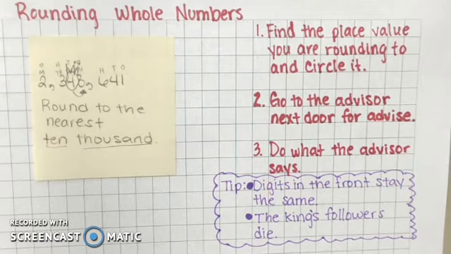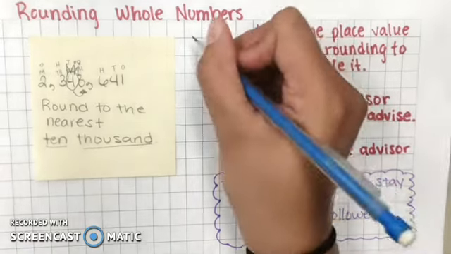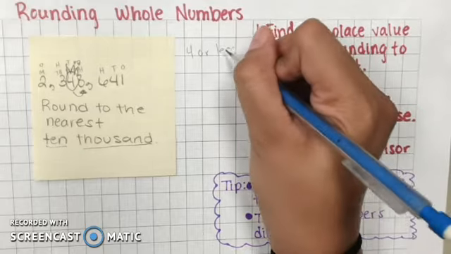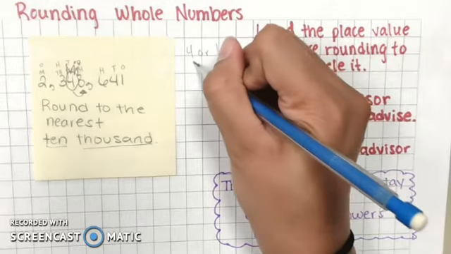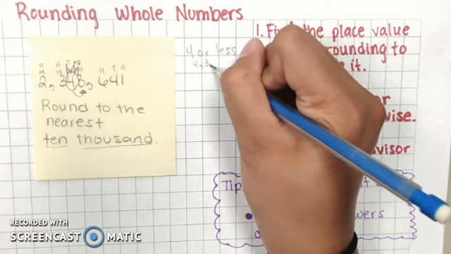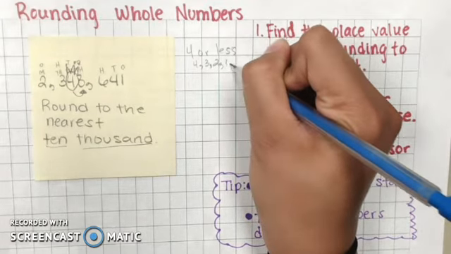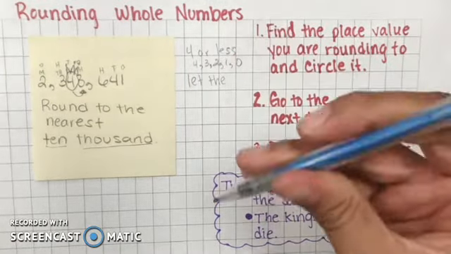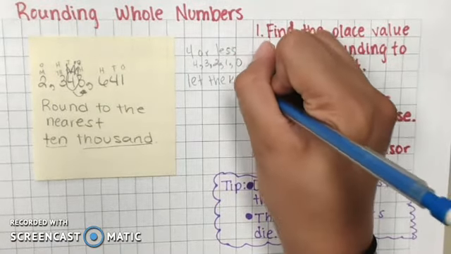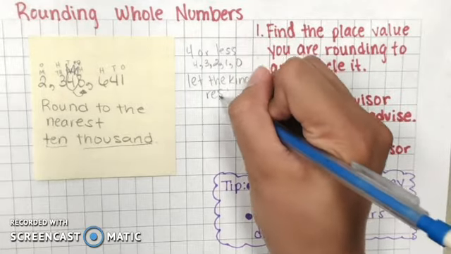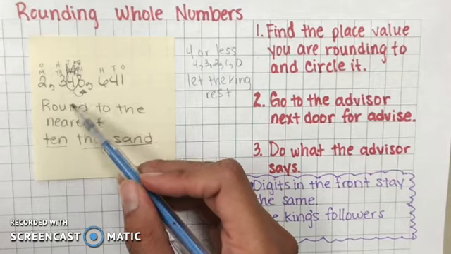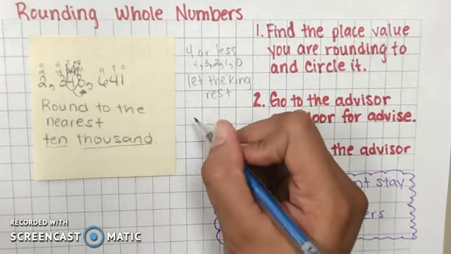The advisor always says, depends who your advisor is, because they say different things. If your advisor is a 4 or less, that includes the digits 4, 3, 2, 1, or 0, you let the king rest. That means that if you're letting the king rest, you're just going to write the same digit in the circle. You're going to write it again. You leave him alone, you let him rest.